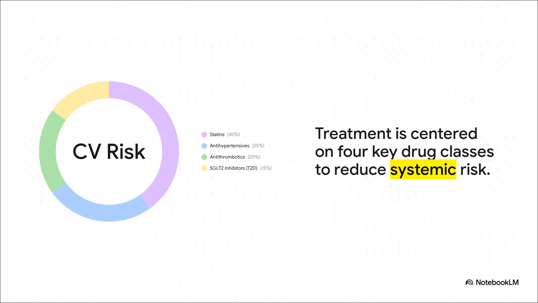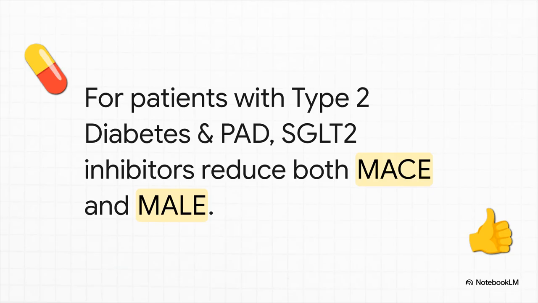So treatment really centers on these four key drug classes. You've got your workhorses, statins, antihypertensives, and antithrombotics, all targeting that underlying atherosclerosis. And now, for our patients with diabetes, we've got a fourth major player in the game. This is a huge update for your practice.